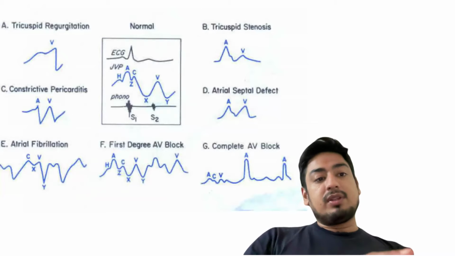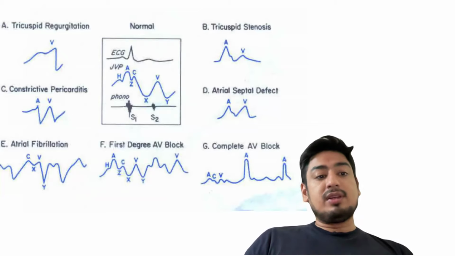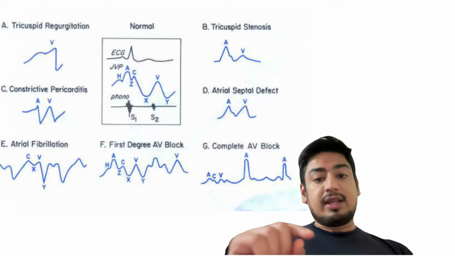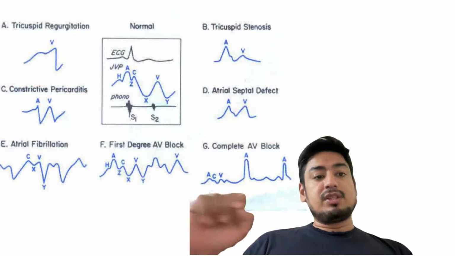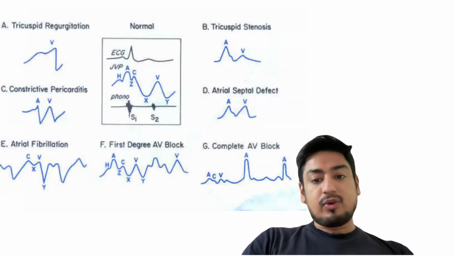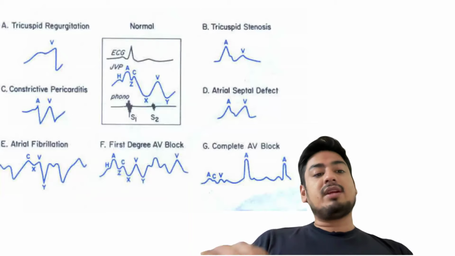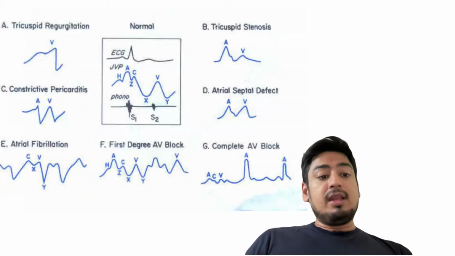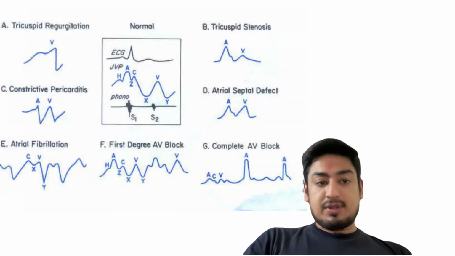First, focus on image A, that is tricuspid regurgitation. Here you can see there is no X descent, directly a CV wave is there. So after the C notch, there is a V wave. So CV waves are seen in tricuspid regurgitation. See them carefully and try to identify them. In image C, you can see constrictive pericarditis, as we have already discussed, there is a prominent Y descent and a W pattern is seen. In image E, you can see there is atrial fibrillation, so A waves are absent.